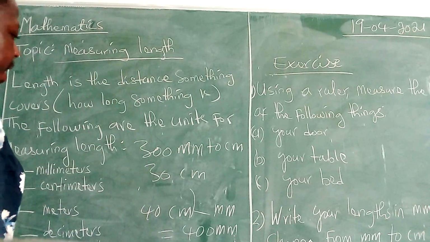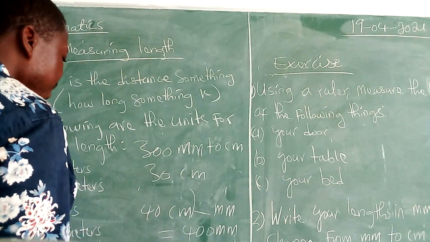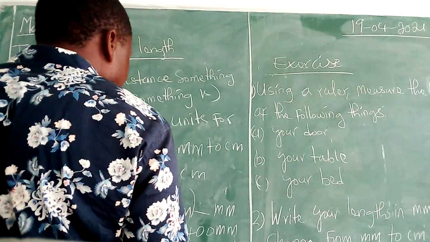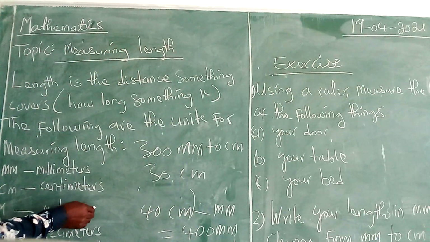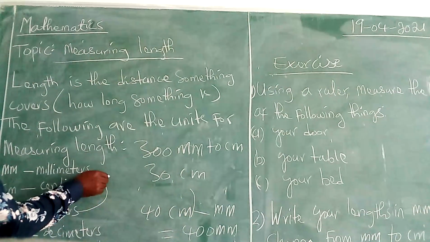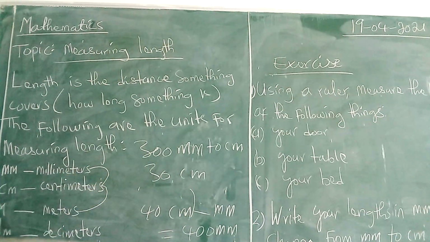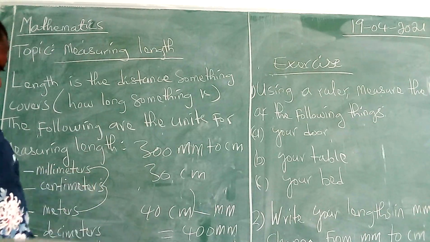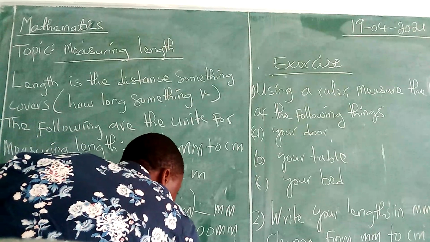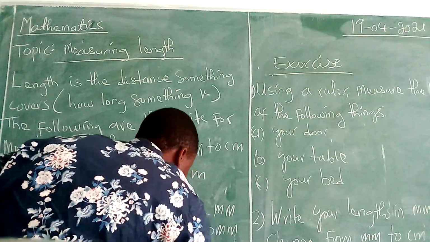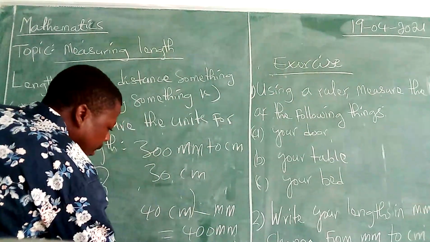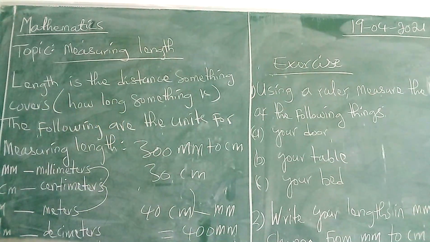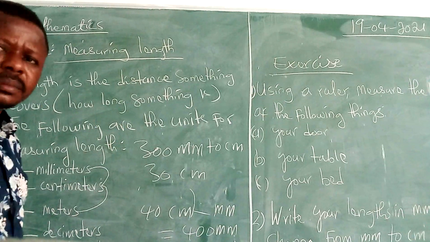Another example. Let us say we have 3 meters and we want to change this 3 meters to millimeters. We are going to pass one place, centimeters, before we get to millimeters. So we are going to add 2 zeros to 3. So we now have 300 millimeters. So 3 meters equals 300 millimeters. That's said and done.